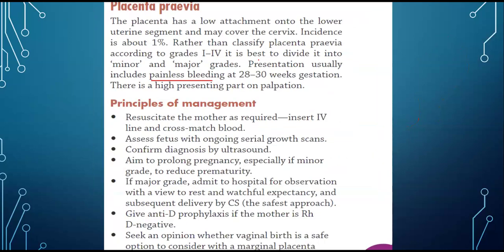So what is the main management for a pregnant patient coming to you with sudden onset of per vaginal bleeding? Because this bleeding can sometimes be heavy, especially for the major grade. First thing is definitely to resuscitate the patient. So insert an IV line, send blood for cross-matching and hold, and start the patient on IV fluid. So resuscitation, and then you confirm the diagnosis by doing an ultrasound. An ultrasound will give you an idea whether it is a minor or major grade of placenta previa. It will also give you an idea how the baby is doing.